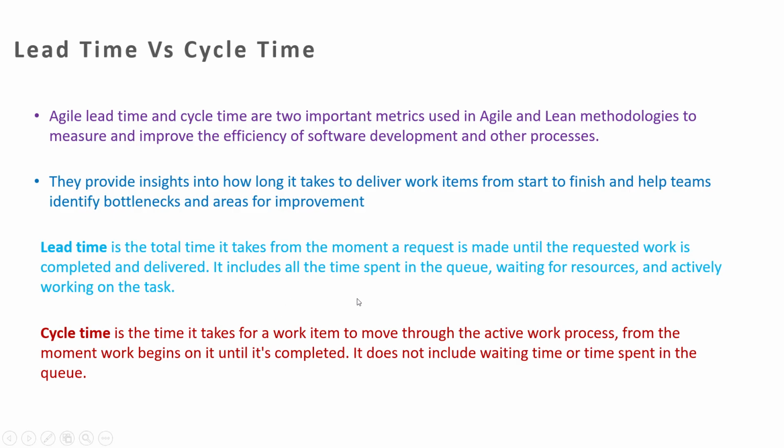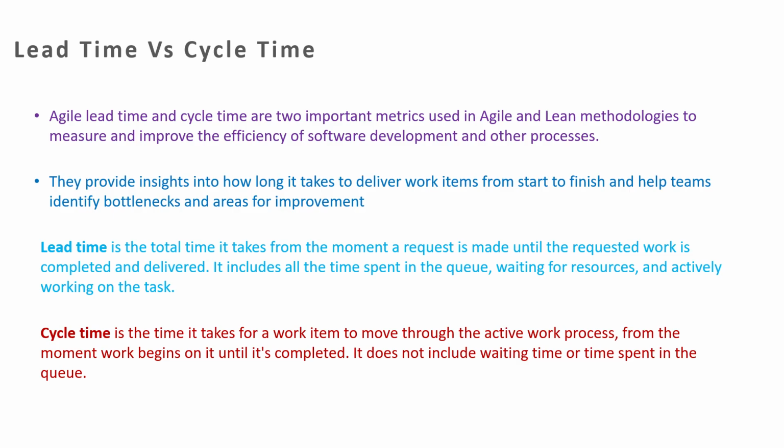Here you have to see the difference. Time spent in the queue waiting for resources is not there in the cycle time. Actively working on the task, that is only there in the cycle time. From the moment work begins on it until it is completed, only in the cycle time. It does not include the waiting time or the time spent in the queue. That is the major difference between lead time and cycle time. So from these two definitions, you can understand that lead time is always more than the cycle time. Even the sum of the cycle times is always less than the lead time.